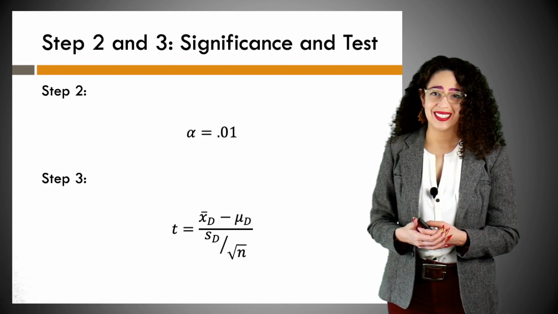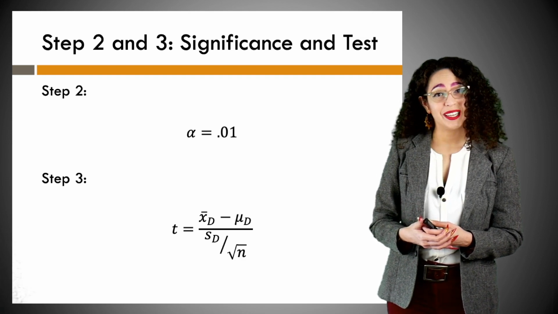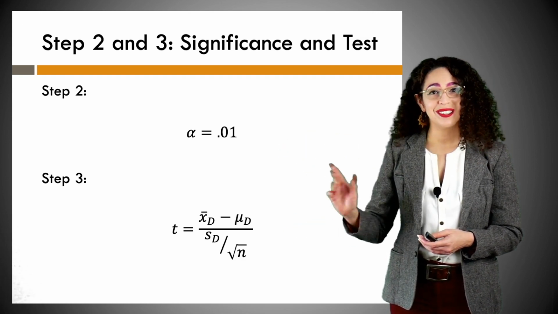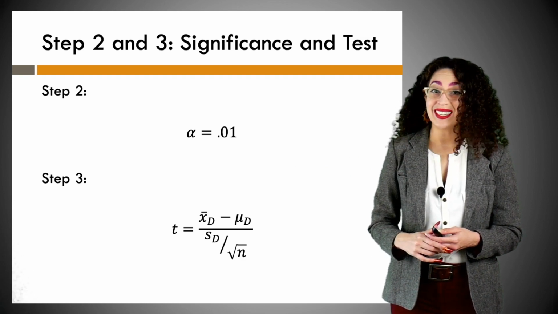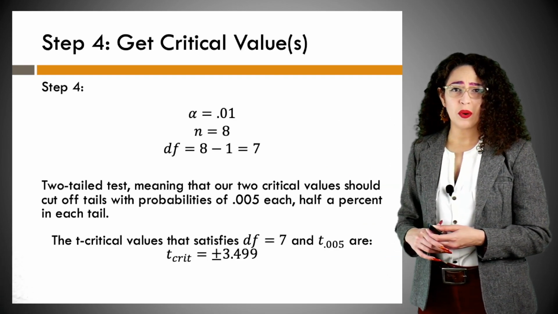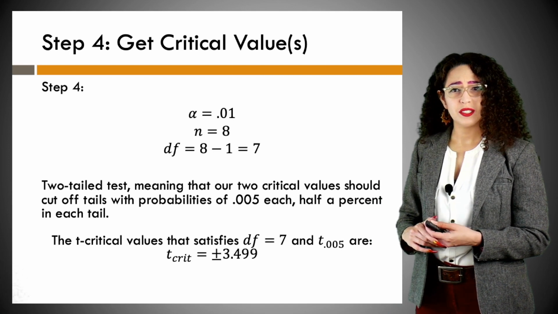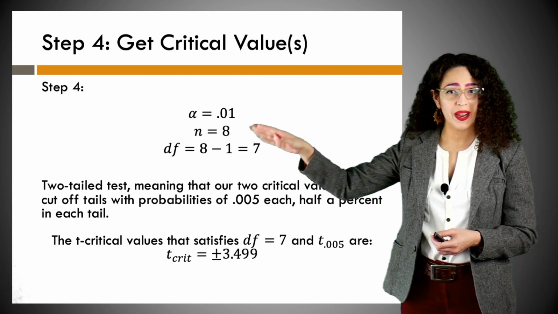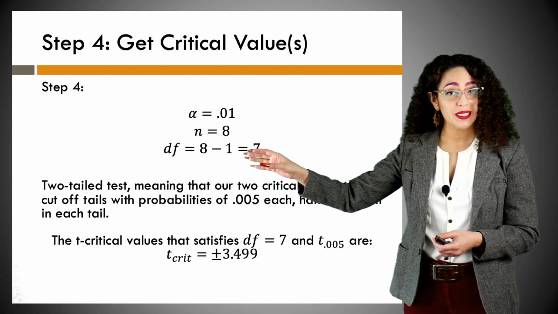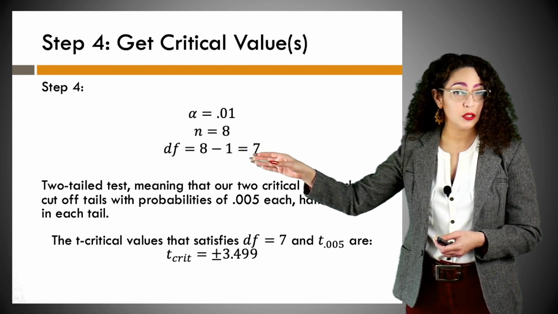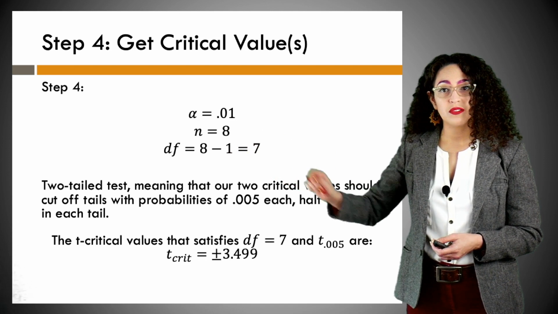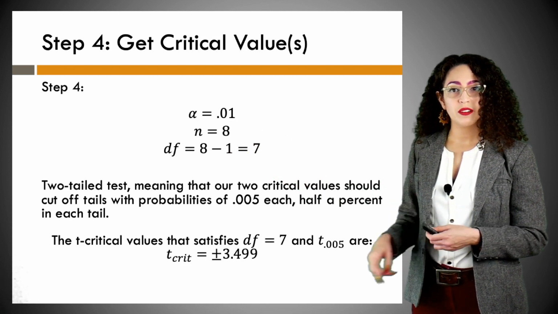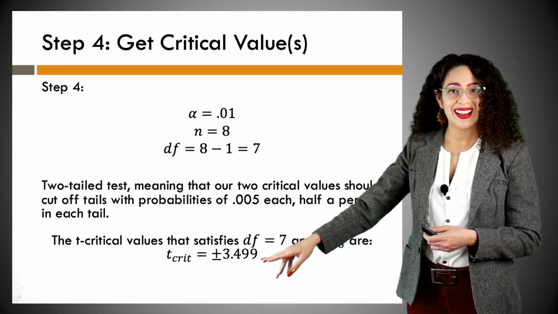Step 2 and 3. State the significance level and pick your test. We already know we're testing at 0.01, and we are doing a dependent samples t-test because that's the lesson for the day. Step 4, find those critical values. So if we go and look at our table, degrees of freedom, we had 8 people, so 8 minus 1, because remember dependent samples is n minus 1, not n minus 2. We have 7 degrees of freedom. If you go and look that up, we find a positive and negative critical value of 3.499.